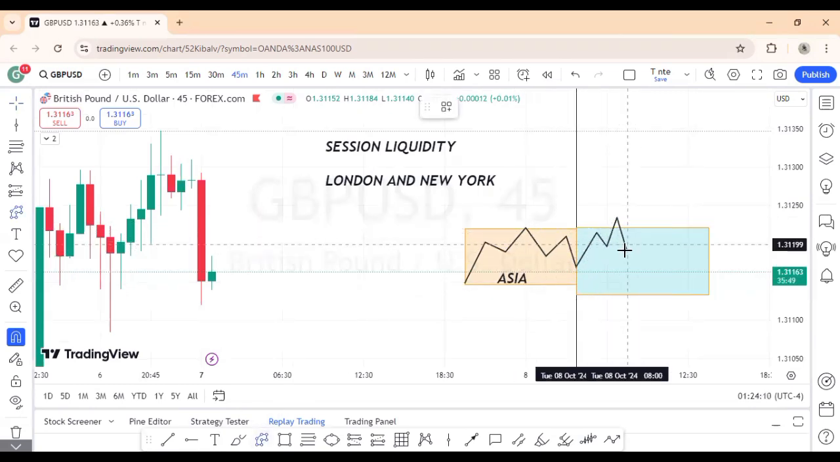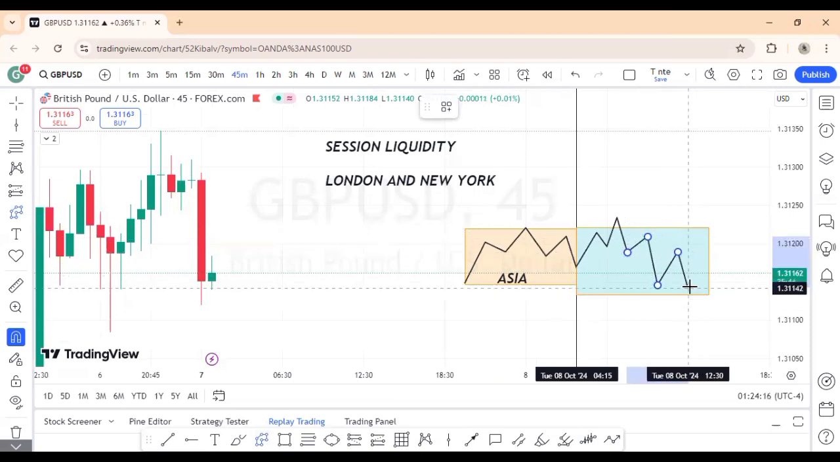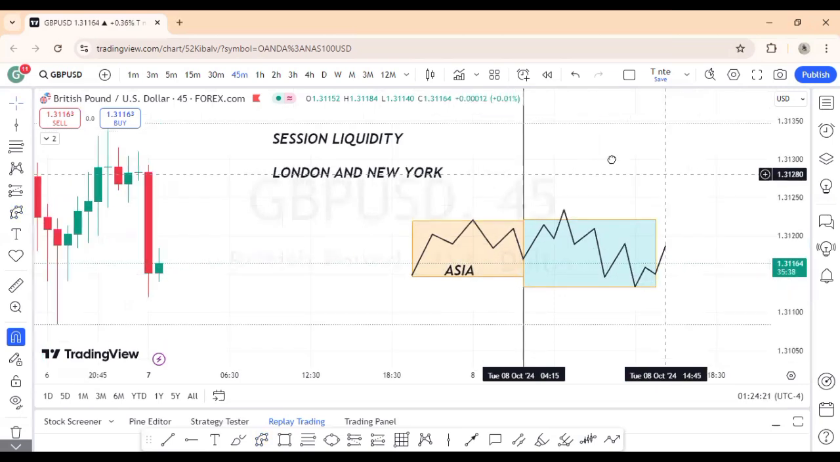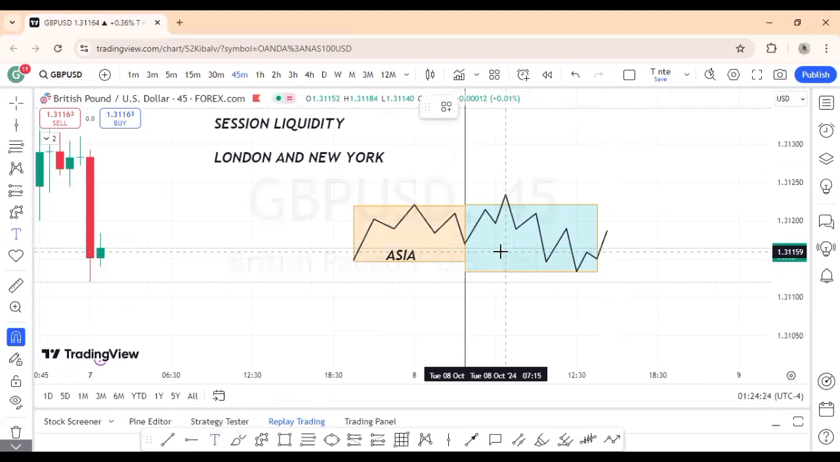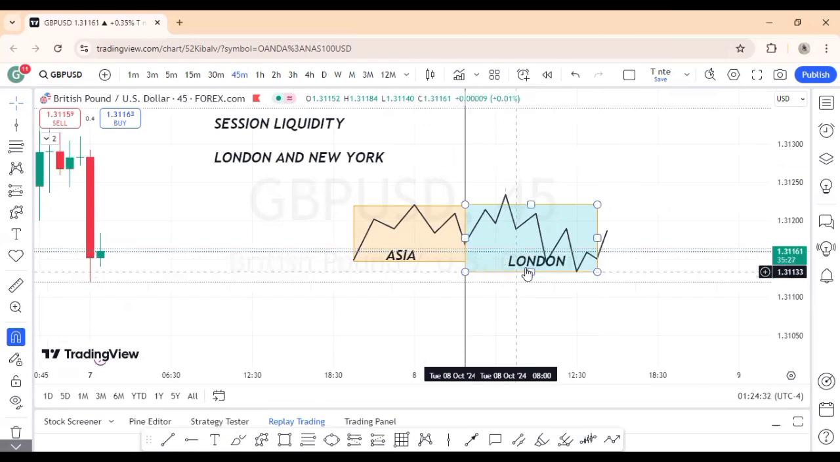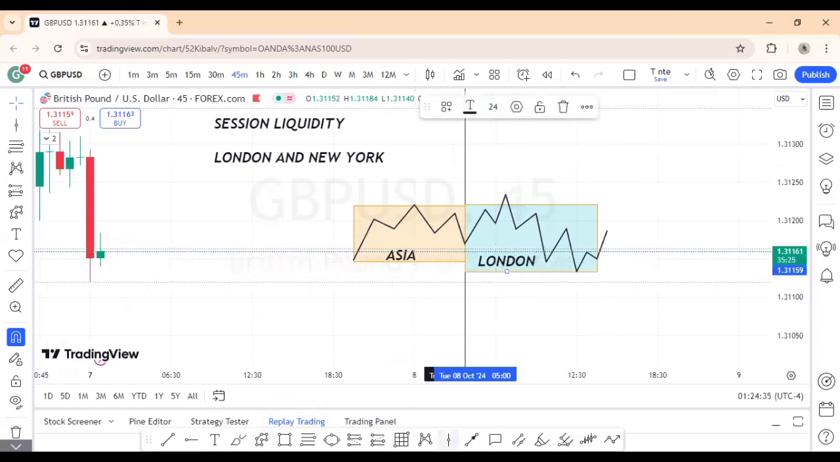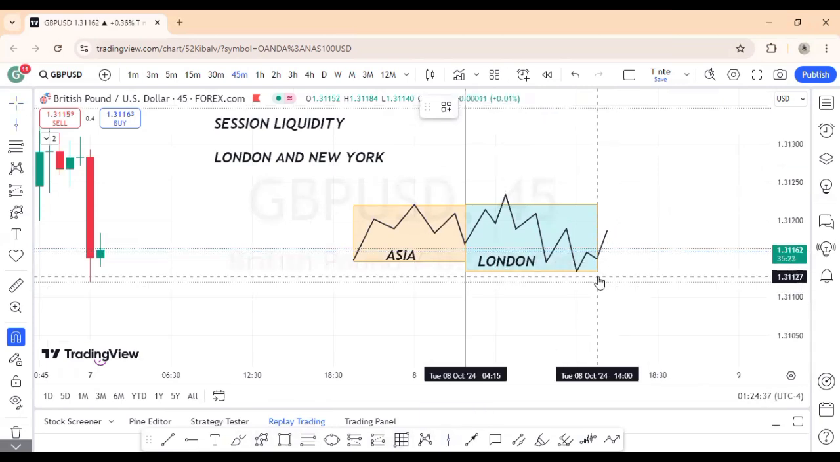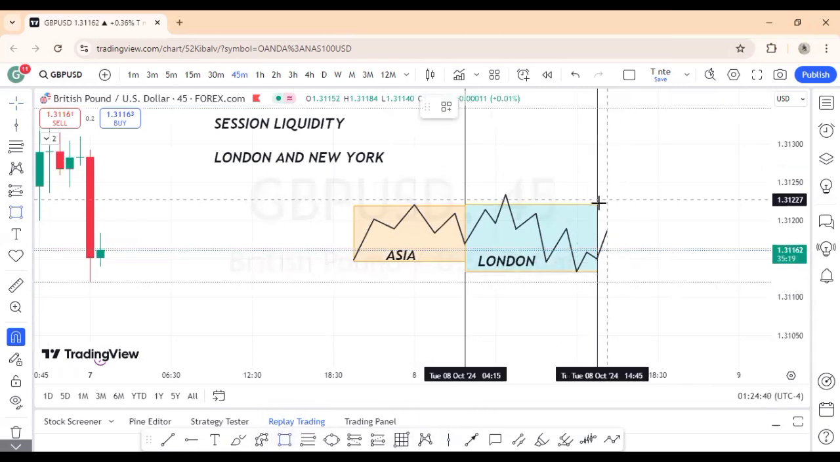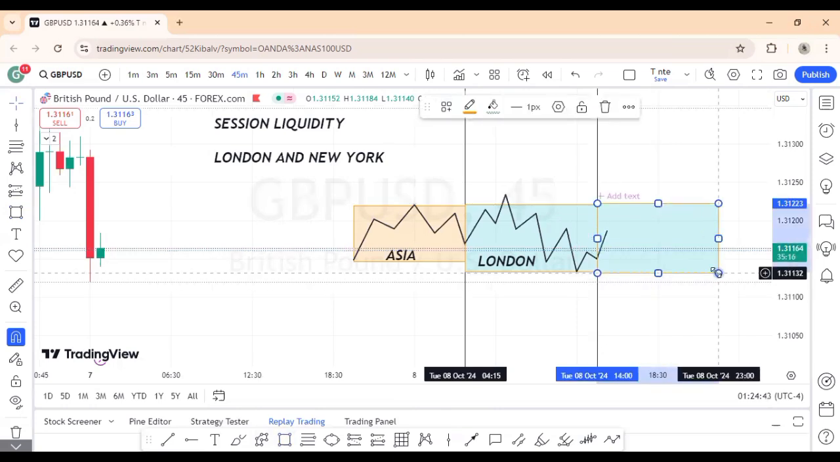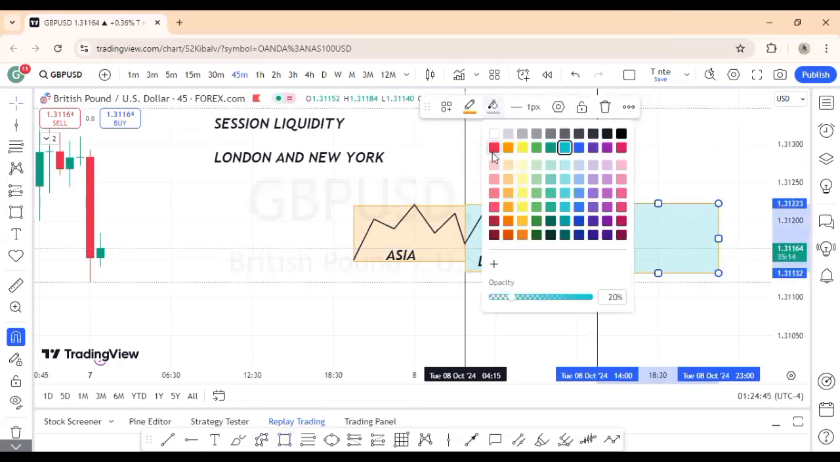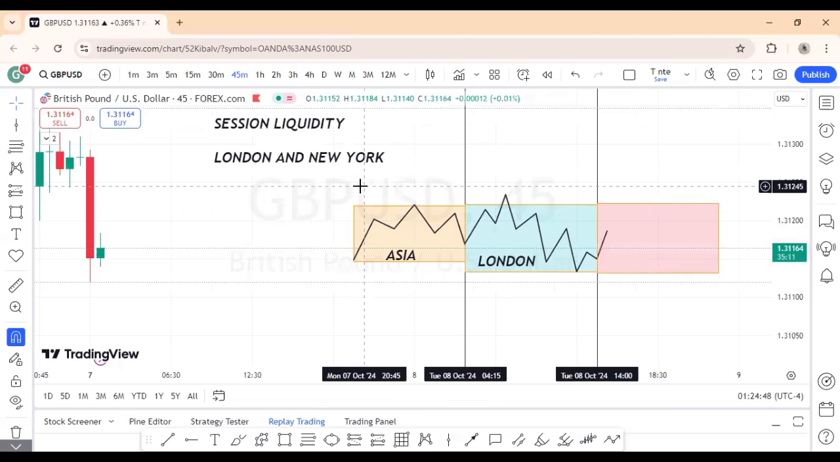So what happens next? Now we see London form its high and its low. So this is London, and we have seen how London behaves. Now let's assume we're entering into the New York session. This is New York, and this session is red. Okay, now we're in the New York session.